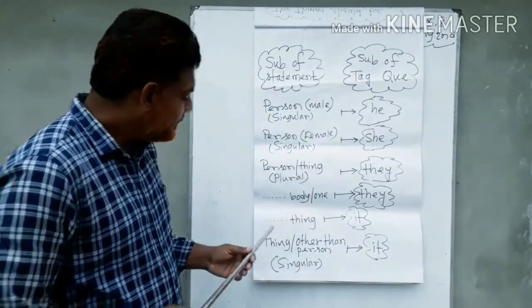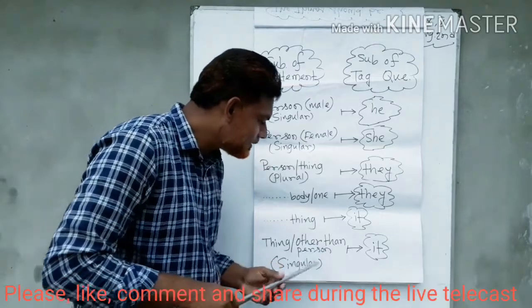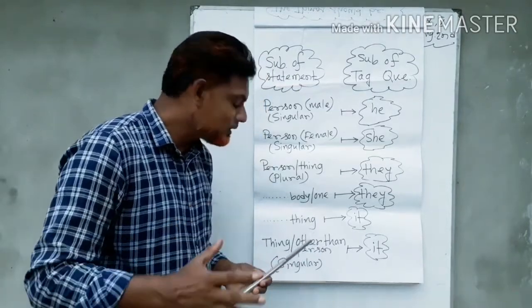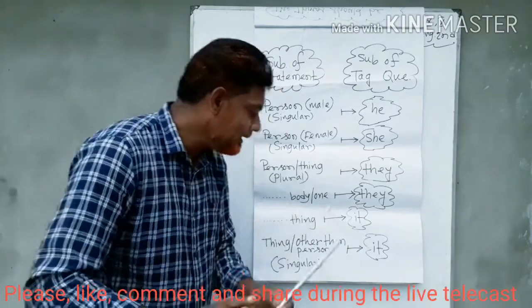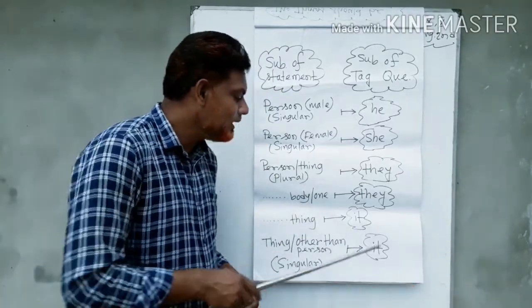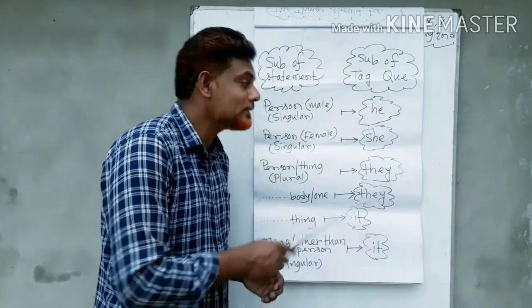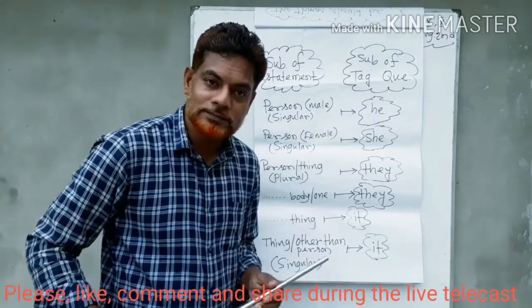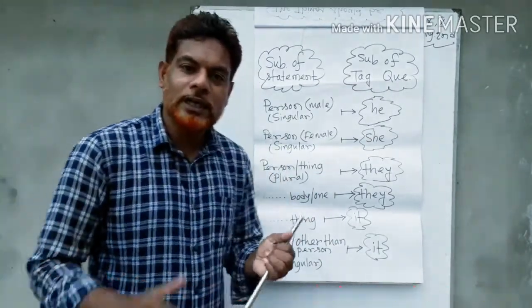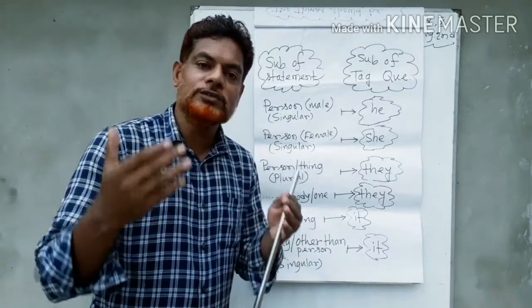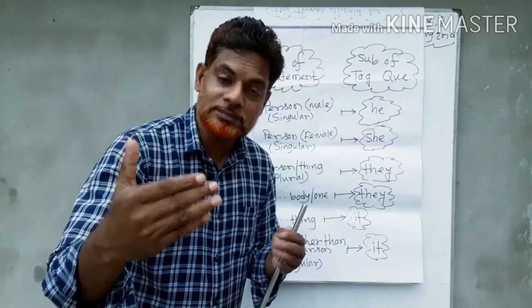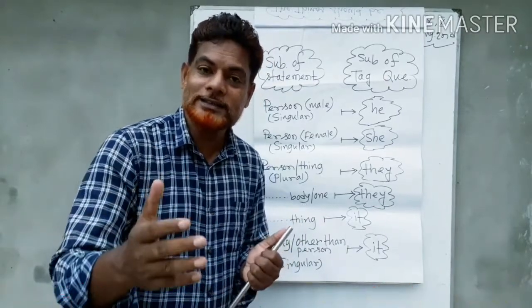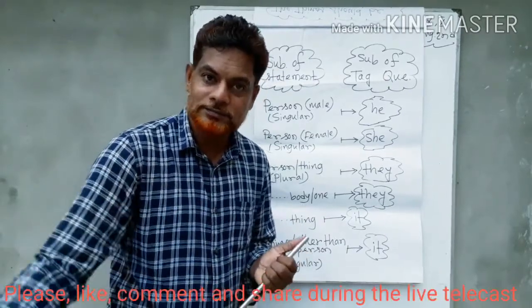question. And if the subject is other than a person or a thing, and if it is singular, you have to write it as the subject of the tag question. So you have learnt which auxiliary verb will be used, and which subject will be used as the subject of the tag question.